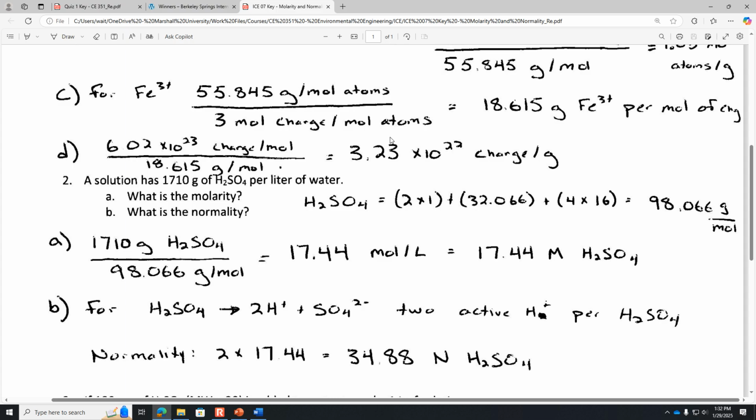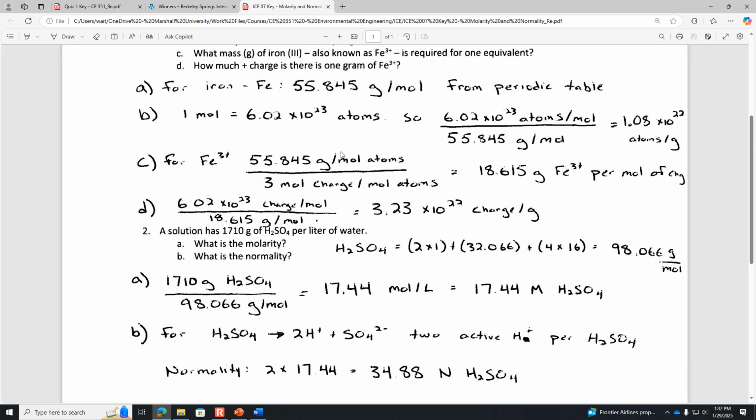So then the normality here is 34.88 normal, capital N. So that is talking about how many moles of charge or how many moles of hydrogen. So for an ionic compound like H2SO4, you have to know a bit about how it's going to dissociate when it's dissolved into water. Okay, so any questions about molarity or normality?